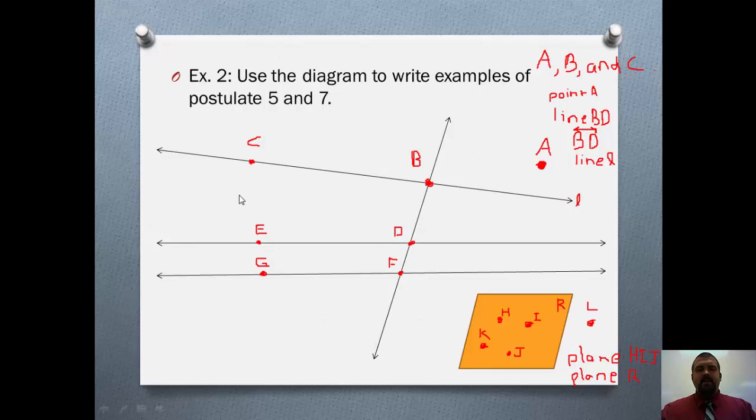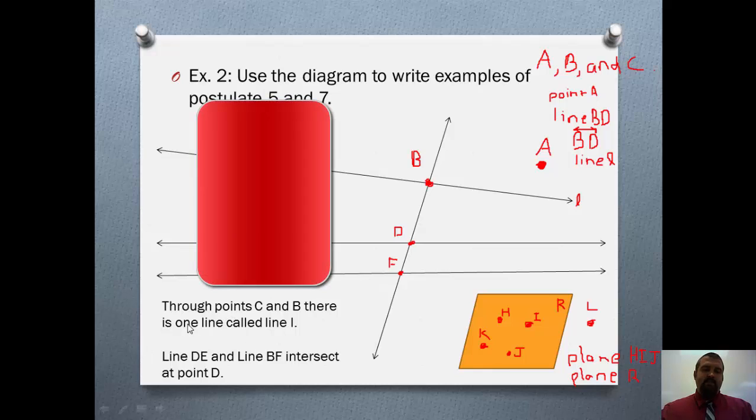Alright, so that's postulate 5. Postulate 7 says the intersection of 2 lines is a point. So I have 4 different lines to choose from. What if I chose line CB and line DF? Well, they both intersect at point B. So I could say line CB and line DF intersect at point B. The one I ended up choosing was line DE here, and line BF intersect at point D.